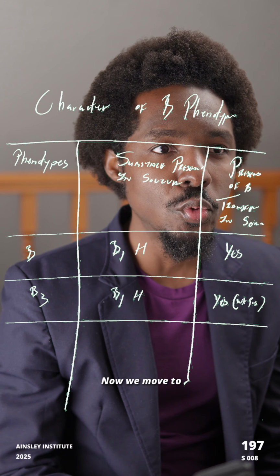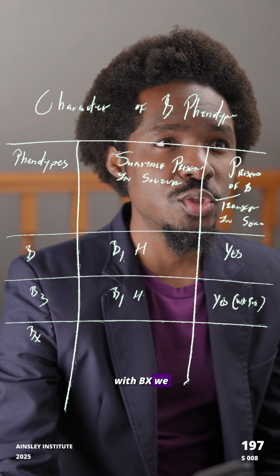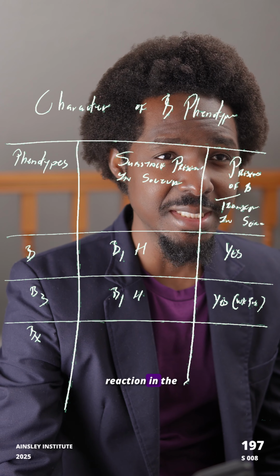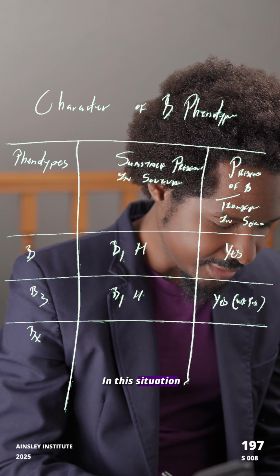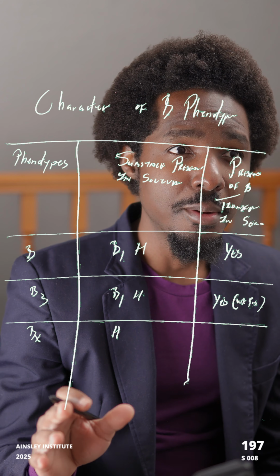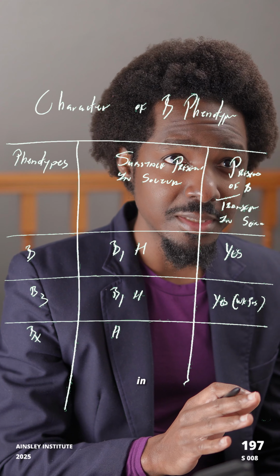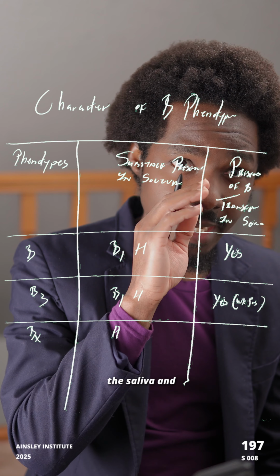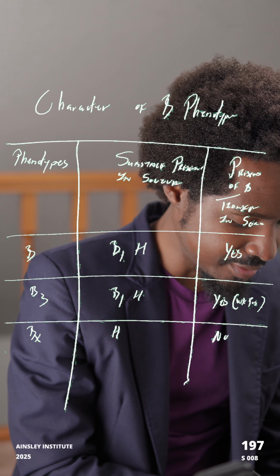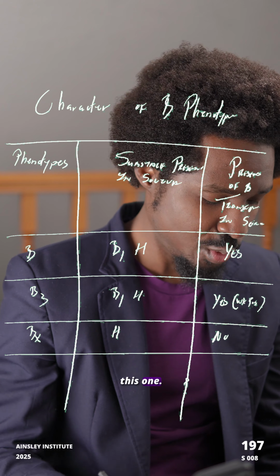Now we move to BX. So with BX, we had a weak reaction in the anti-B and a weak reaction in the anti-AB. In this situation, we're going to have H present because anti-H was 3+. But there is going to be no B in the saliva, and there's going to be no B transferase. All right. So if there's no B in the saliva, no B transferase is observed for this one.